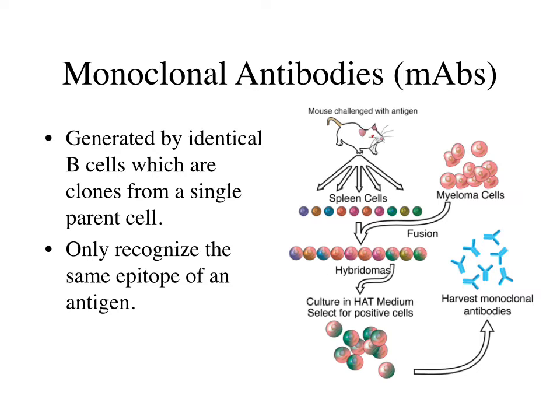Once the animal develops an immune response, the B lymphocytes are isolated from the animal's spleen and fused with myeloma cell lines, creating immortalized B cell myeloma hybridomas. The hybridomas, which are able to grow continuously in culture while producing antibodies, are then screened for the desired antibody.